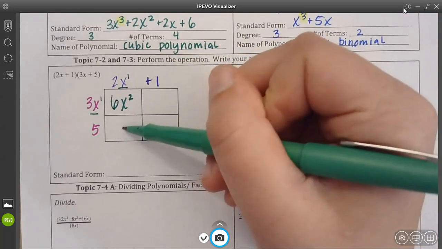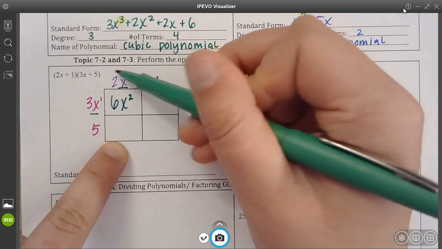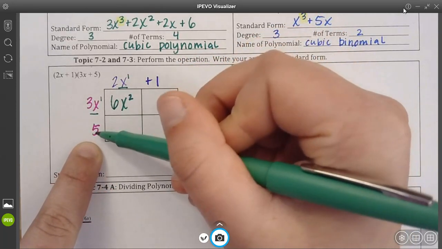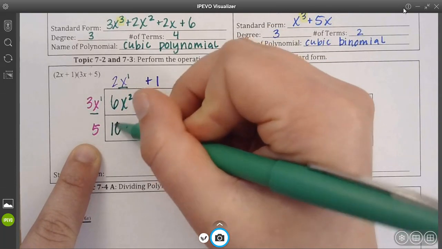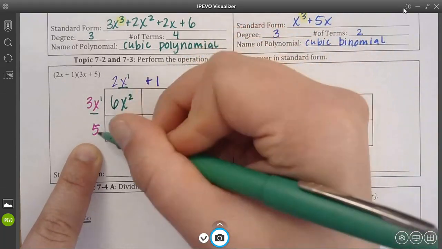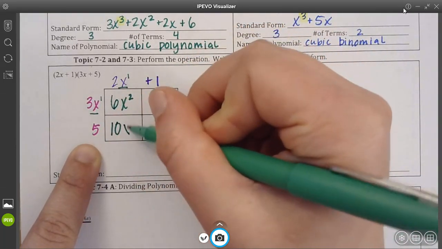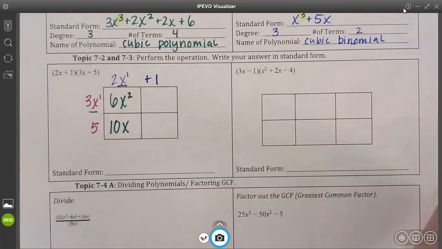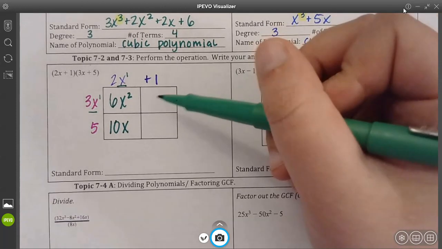So I'm going to drop down to my second box. I'm multiplying here 2x times 5. So the 2 times 5 is going to result in a 10. And then this x doesn't have anything to multiply by, so it just gets to come down and join the 10. It becomes 10x. And then we do the same thing for our last 2 boxes.